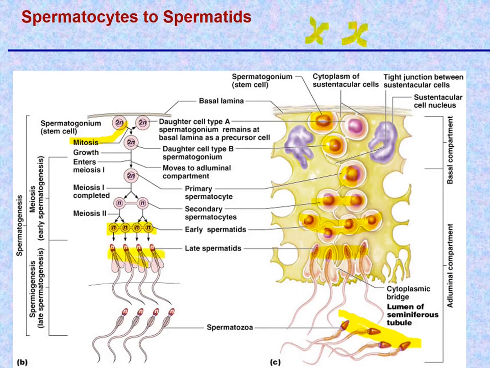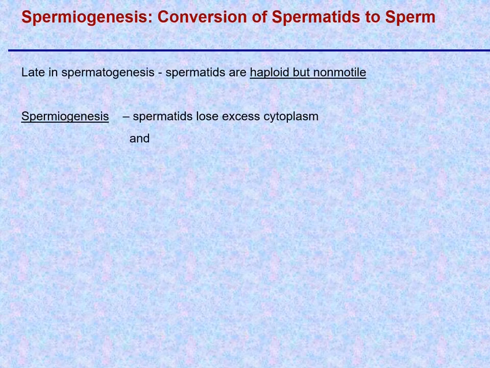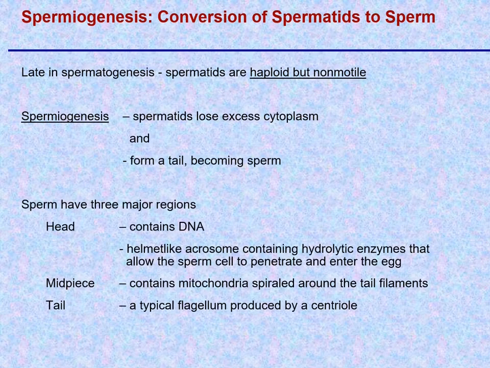and then spermatids. Going from early spermatids to late spermatids and spermatozoa is the process of further maturation that is called spermiogenesis. Okay, so spermiogenesis is just this part of the whole entire spermatogenesis process. It's the conversion of spermatids to mature sperm. They are haploid but not motile in the end.